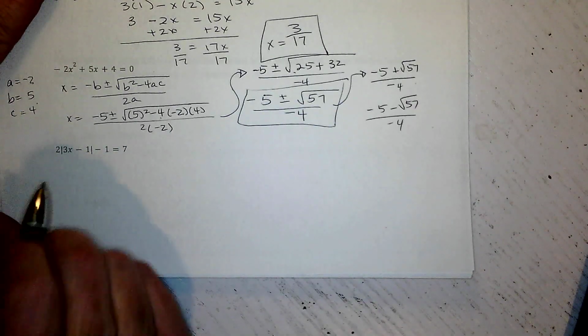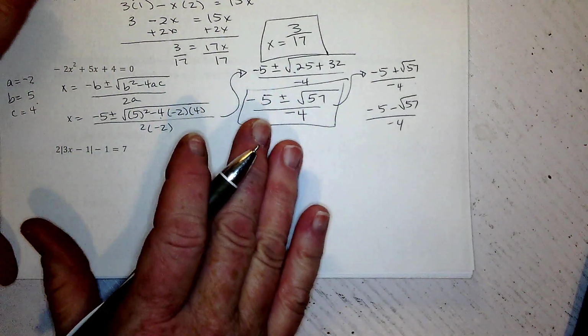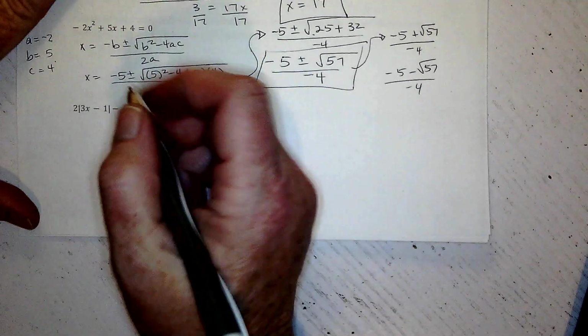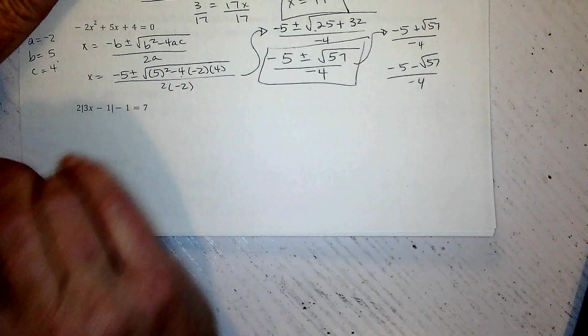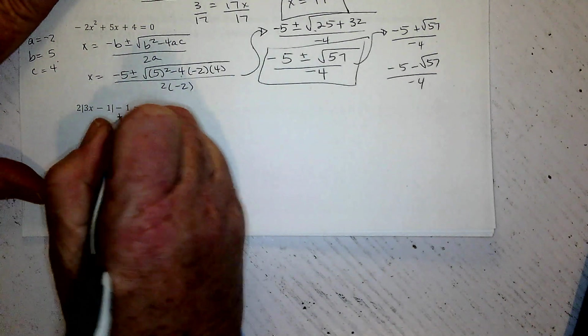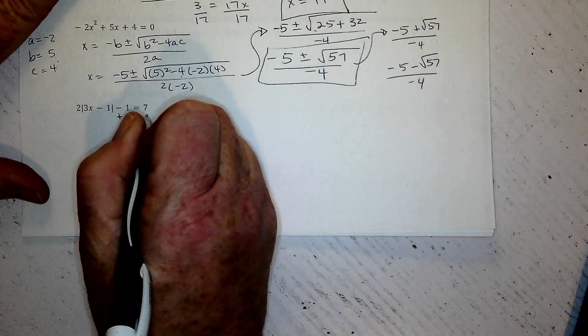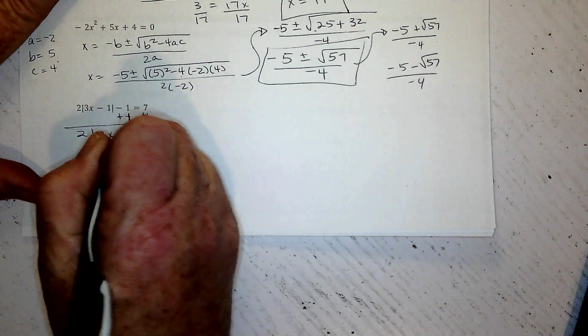This guy, do not ignore the absolute value symbols. Those are not parentheses, okay? So the first thing I need to do is get that absolute value of that binomial all by itself on one side. So I'm going to get rid of the negative 1 first. I'm going to add 1 to both sides. And then I get 2 times the absolute value of 3x minus 1.